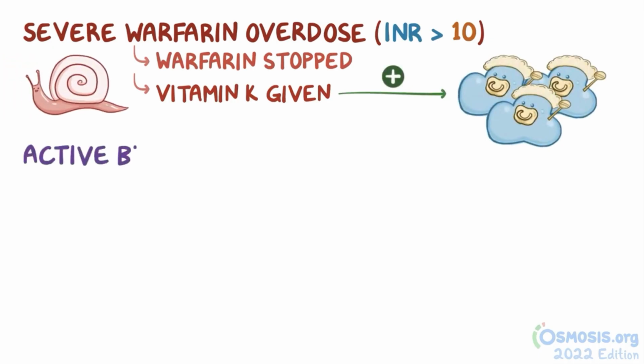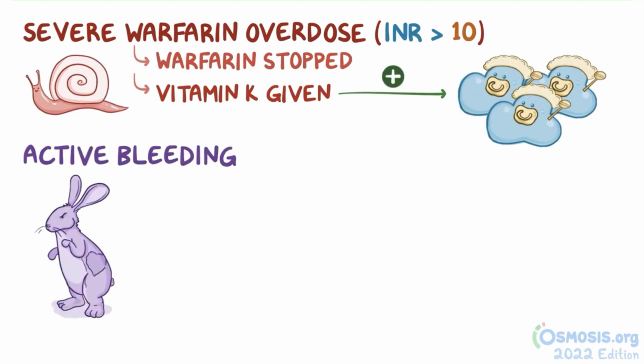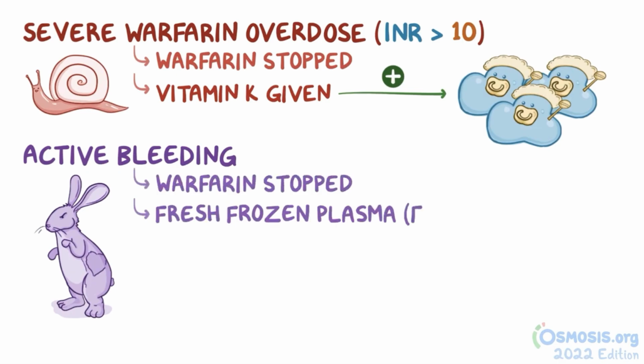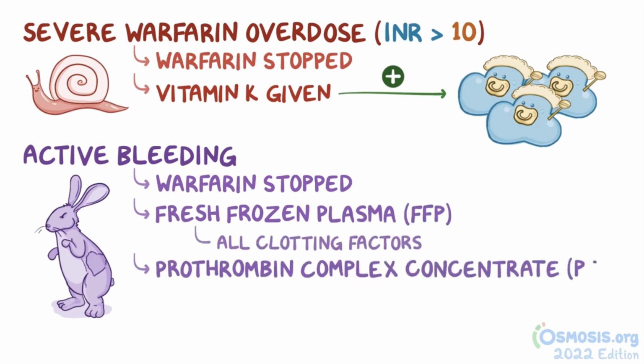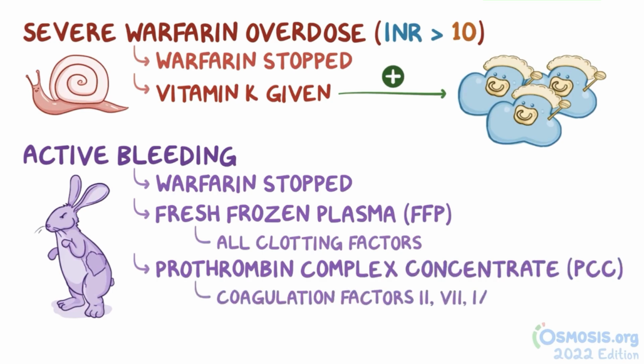Now, if there's active bleeding, rapid reversal of warfarin is needed, so warfarin should be stopped, and the patient should be given fresh frozen plasma, or FFP, since it contains all clotting factors, or prothrombin complex concentrate, also known as PCC, which contains the coagulation factors 2, 7, 9, and 10, along with proteins C and S.